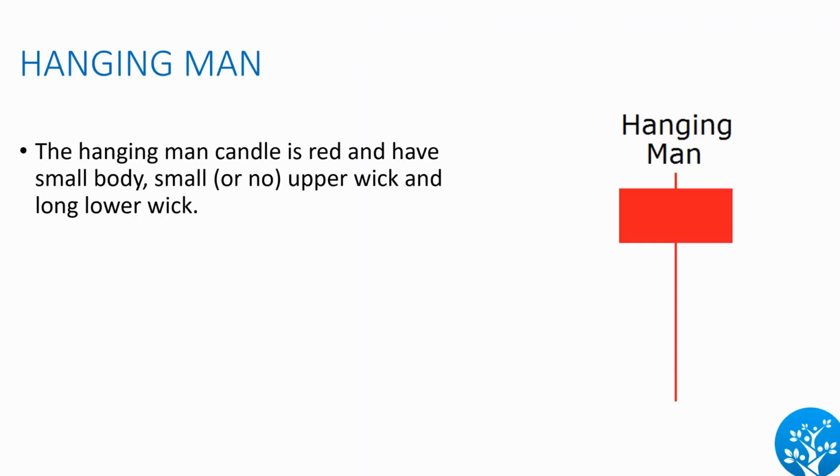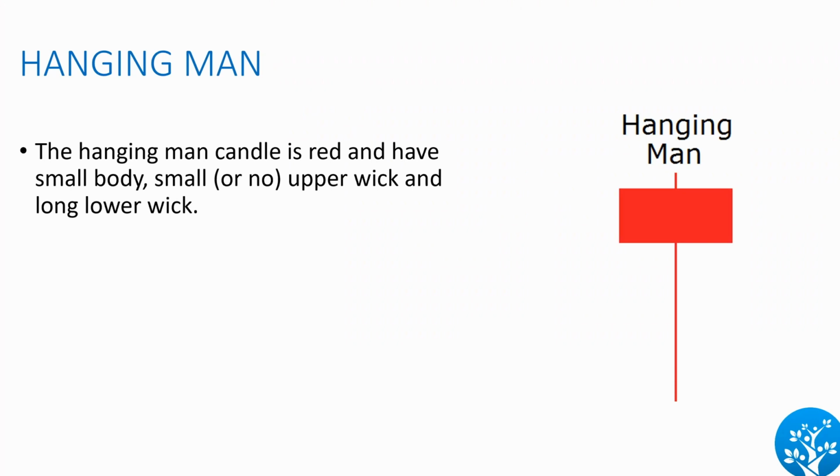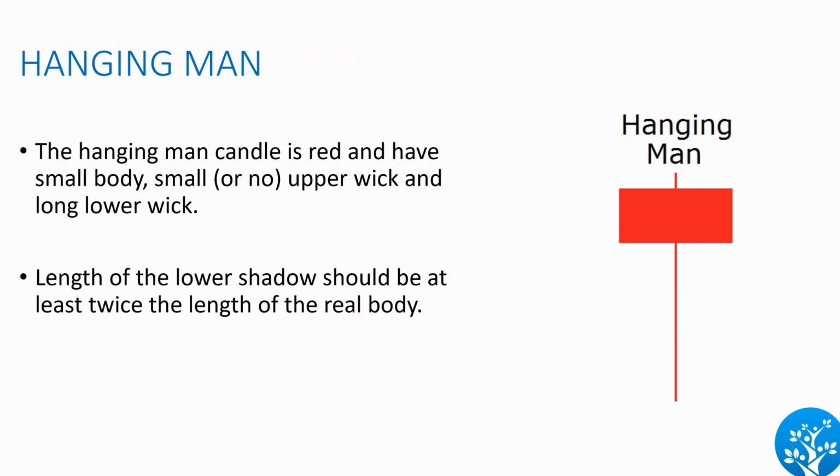Let's look at the fifth type of candle, which is the hanging man. A hanging man is a red color candle. It also has a long lower wick, just like the hammer. It also has a very small or no upper wick, and a small body. Everything is like the hammer, but the color is red. Just because the color is red, the whole psychology changes. The lower wick should be at least twice the size of the body, just like the hammer.